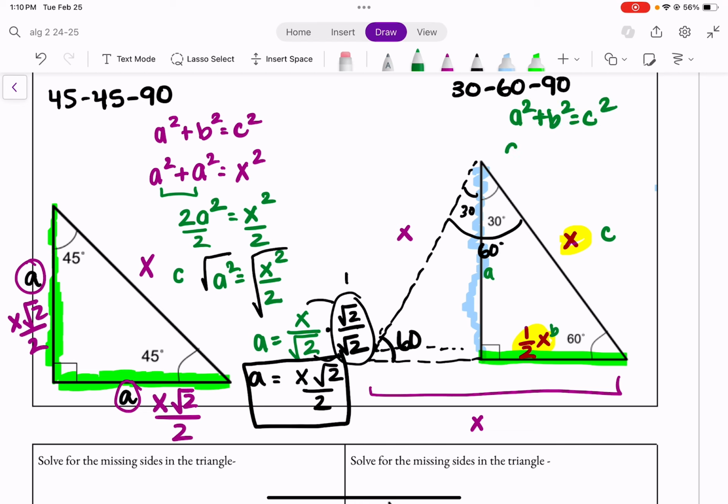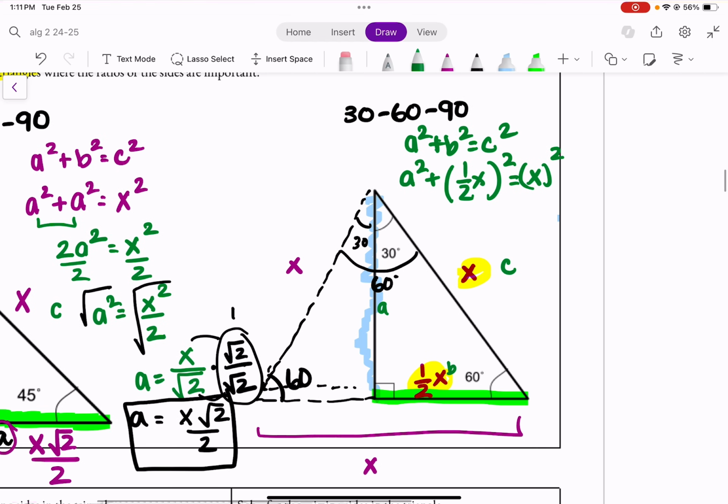So I don't know what A is. I know B is 1/2 x. And I know C is x. So I have this. So when I solve, I know there's not a lot of space, but I'm going to have a squared plus 1/4 x squared equals x squared.